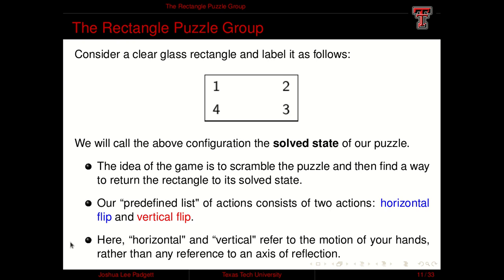So our predefined list of actions, just as before, will be a horizontal flip and a vertical flip, and I'm color coding them to make it easier when we look at the picture. And of course, once again, this horizontal and vertical does not refer to any kind of axes of rotation, but the idea is a horizontal flip simply says put your right hand on the right edge of this paper and flip it over horizontally. All right.